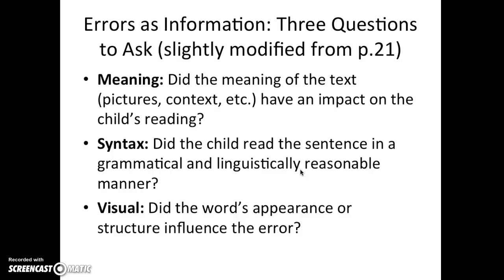The syntax piece is around: did the child read the sentence in a grammatical, linguistically reasonable manner? I think this is a good way of asking: did they make substitutions in a way that the sentence still made sense? The errors they made are connected less to not understanding the word than to how they understood the sentence as a whole. And then finally on the visual piece: did the word's appearance or its structure influence the error? Like how was the word on the page? We call that graphophonic. How is the word on the page influencing how the child reads it?